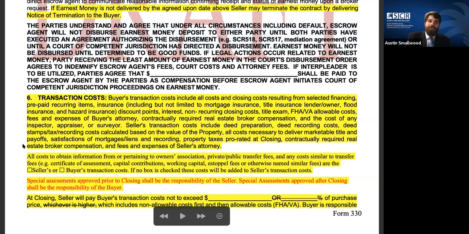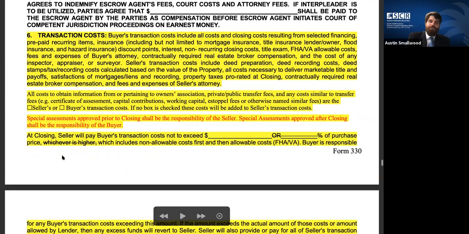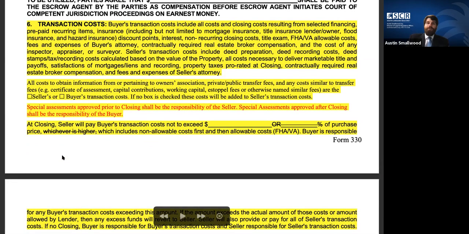Transaction costs. This is exactly the same as in the residential contract. It clearly lays out what the buyer costs are, what the seller costs are. There's a provision about owners associations and transfer fees. Again, make sure that you are checking one of these two boxes, because if you do not, it defaults to a seller cost. We did move up this language that is in red. This has always been in our contract, but it's been sort of buried in the adjustments paragraph, but we're getting more calls about special assessments on the hotline, so we moved it up to a more prevalent position.